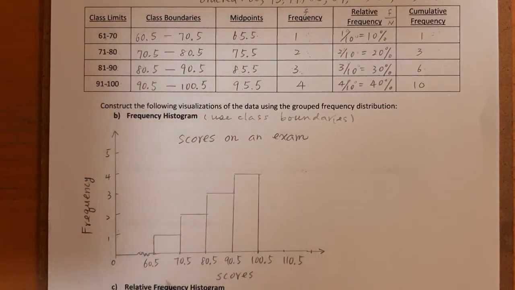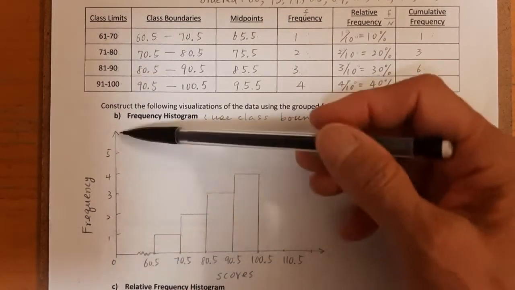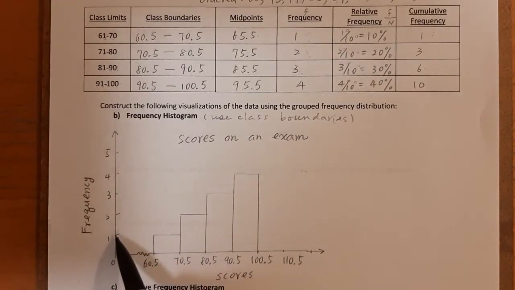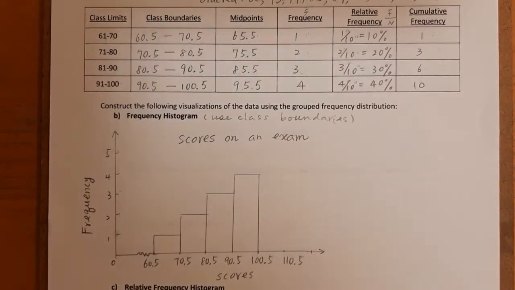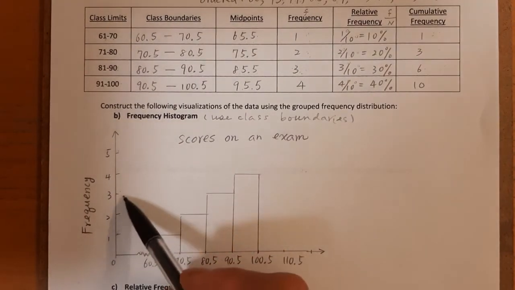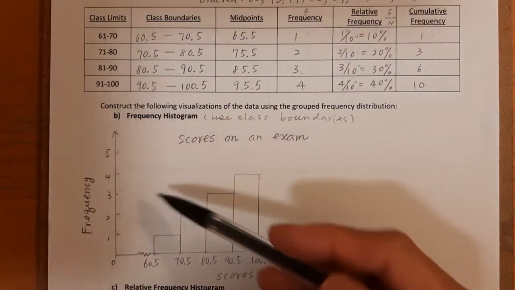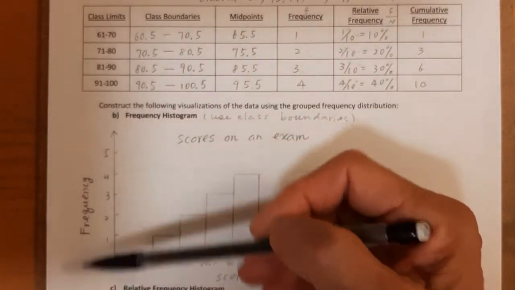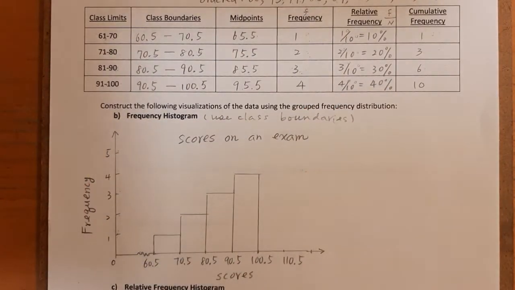Then this side we call scores. Give the name: scores. And the vertical line, mark 1, 2, 3, 4, 5. Also equal lengths. Use the ruler. Equal lengths. And indicate frequency. The vertical axis is frequency. The horizontal axis is scores.